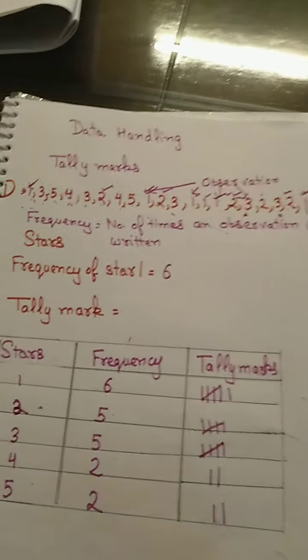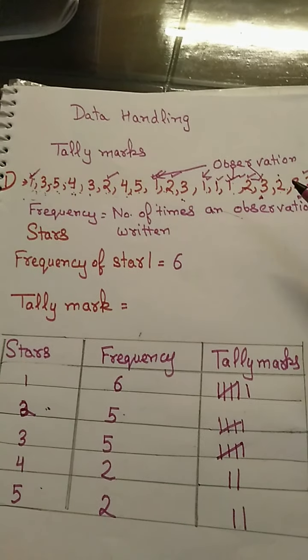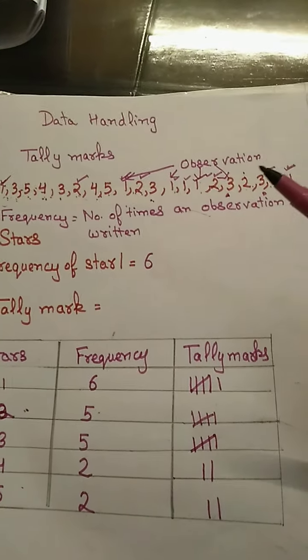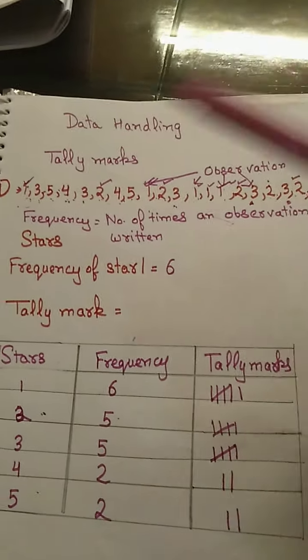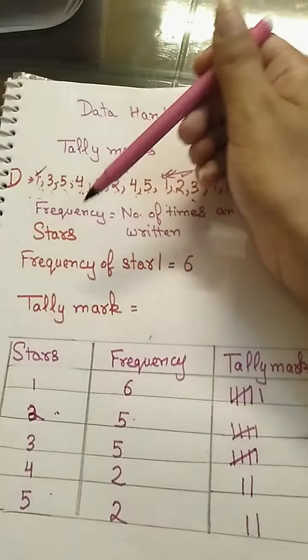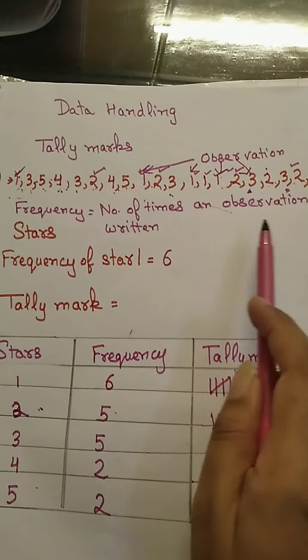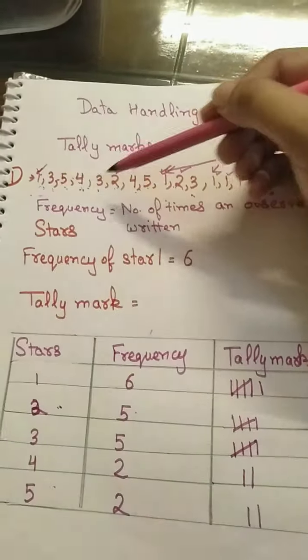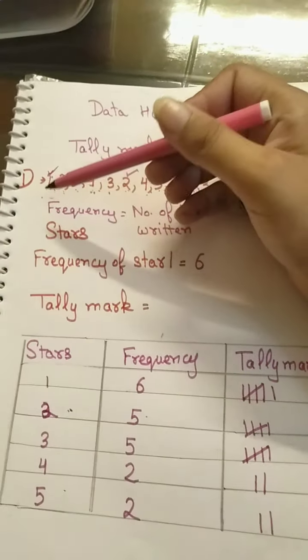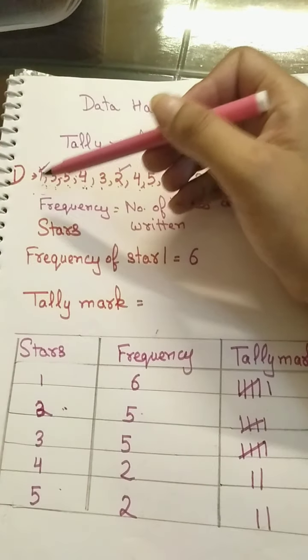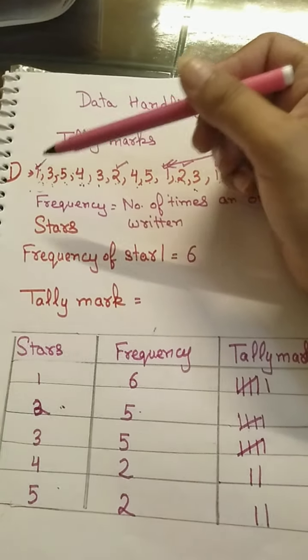So how can we organize this data? We can organize this data in the form of tally marks. Before this, we will check what the frequency is. Frequency is the number of times an observation is written. These are the observations. What is the frequency of 1? It means how many times 1 has been written.